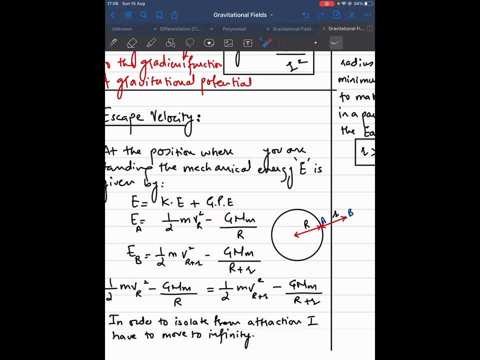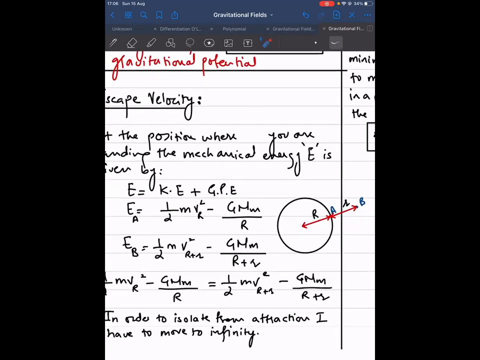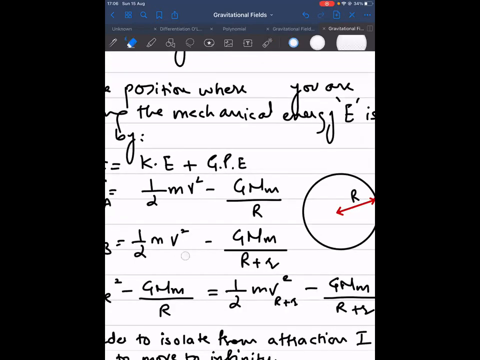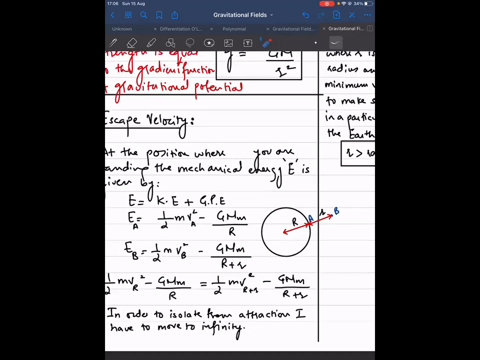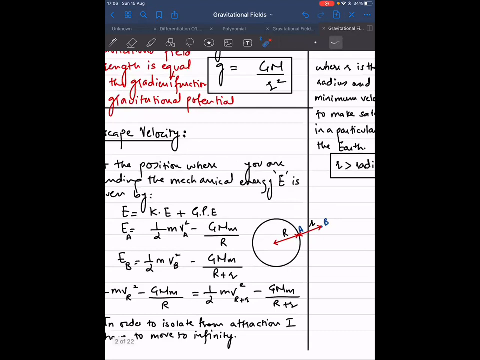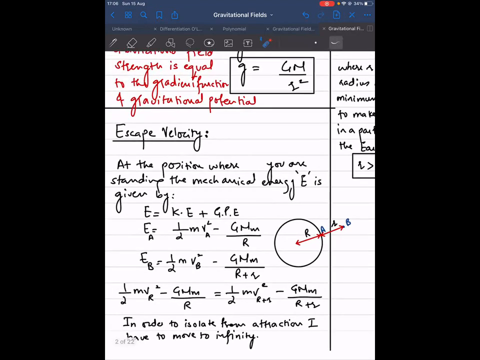अच्छा, now at B, your kinetic energy is going to be half m V_B square, again the velocity at B, and that is the gravitational potential energy, that's going to be again minus GMm over, now from your point of reference to B you have a separation of R plus h, and that's your total separation between the center and point B. So that's how you have written the mathematical equation for mechanical energy at these 2 points.